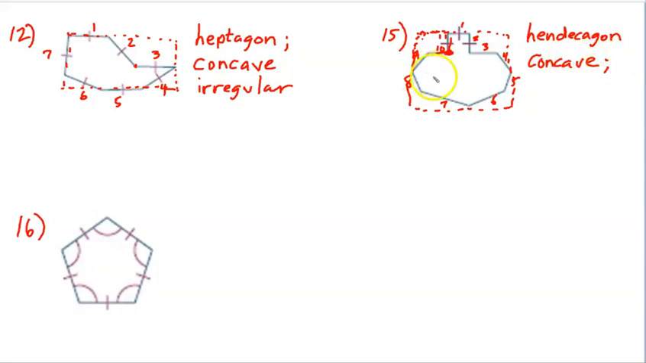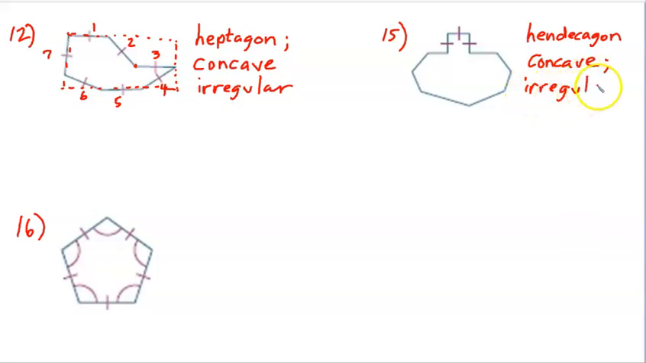And once again, we have 3 sides that are congruent. Notice the markings, but to be regular, first of all, it has to be convex. And this one obviously is not, so this is going to be irregular. All right, so that's 12 and 15. And then we'll do number 16.